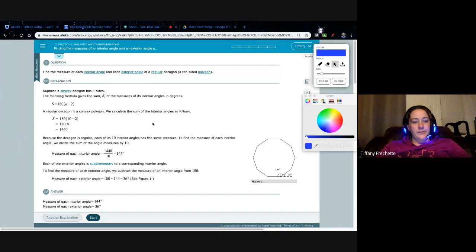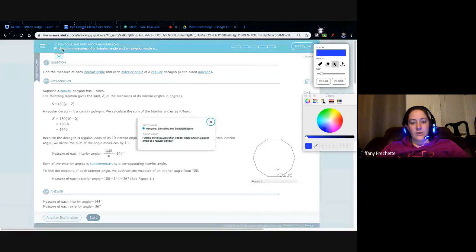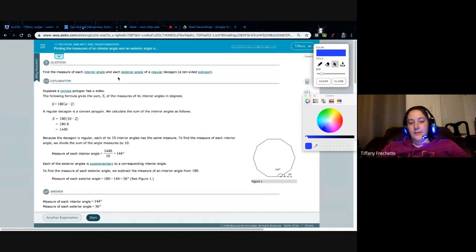Find the measure of an interior angle and an exterior angle of a regular polygon. Interior angles are just all the angles on the inside, and we can see this. This is a decagon down here, meaning that it has 10 sides.